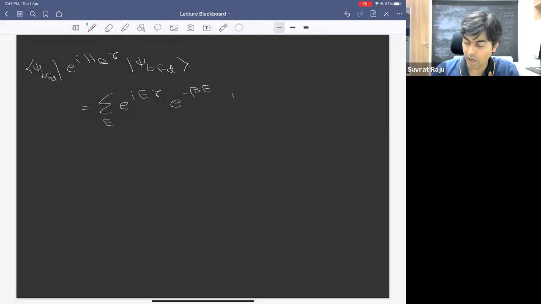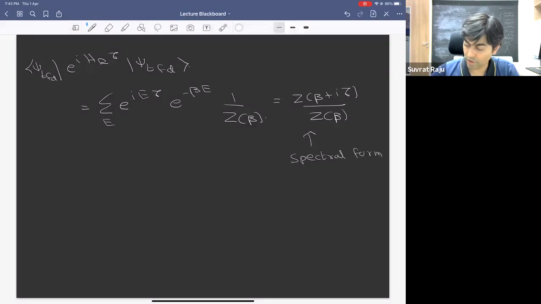e^(-βE) and 1 over Z(β), summed over energies. Of course, if τ is 0, this overlap would just be 1. But for large τ, this overlap would start receiving various contributions. You can check that you can write this entire thing as Z(β + iτ) divided by Z(β). This is sometimes called the spectral form factor nowadays, but what it really is is just the overlap of the time-shifted thermofield double state with the original thermofield double state.